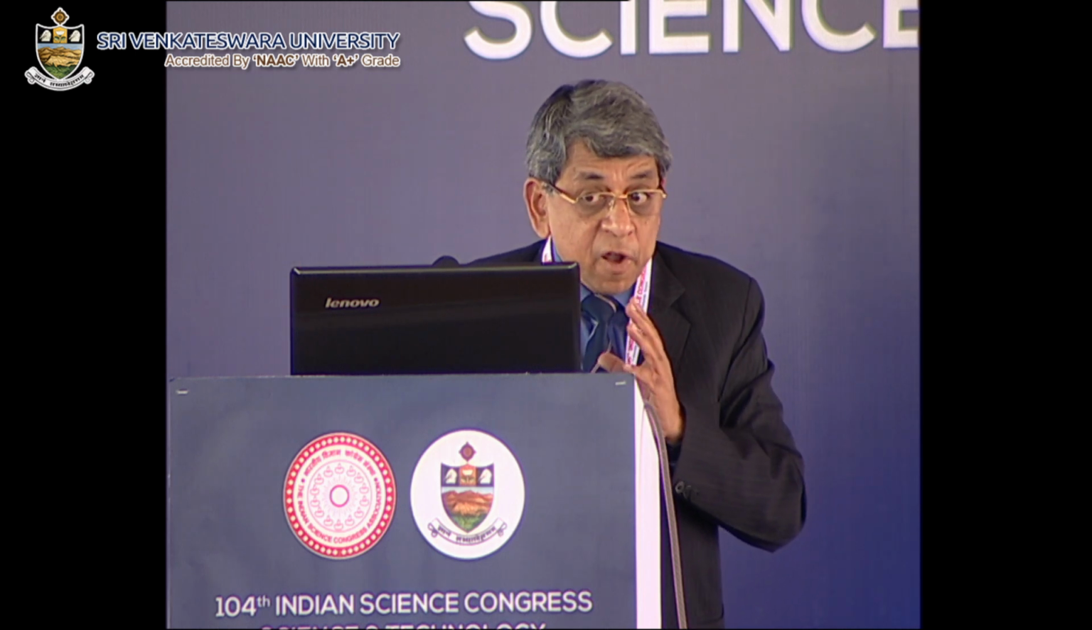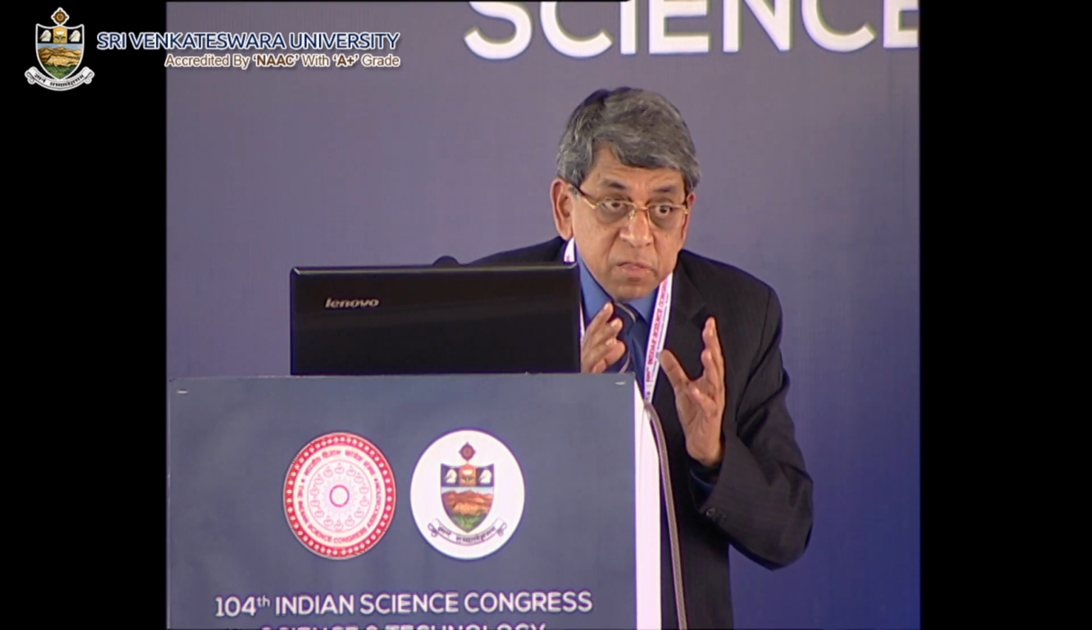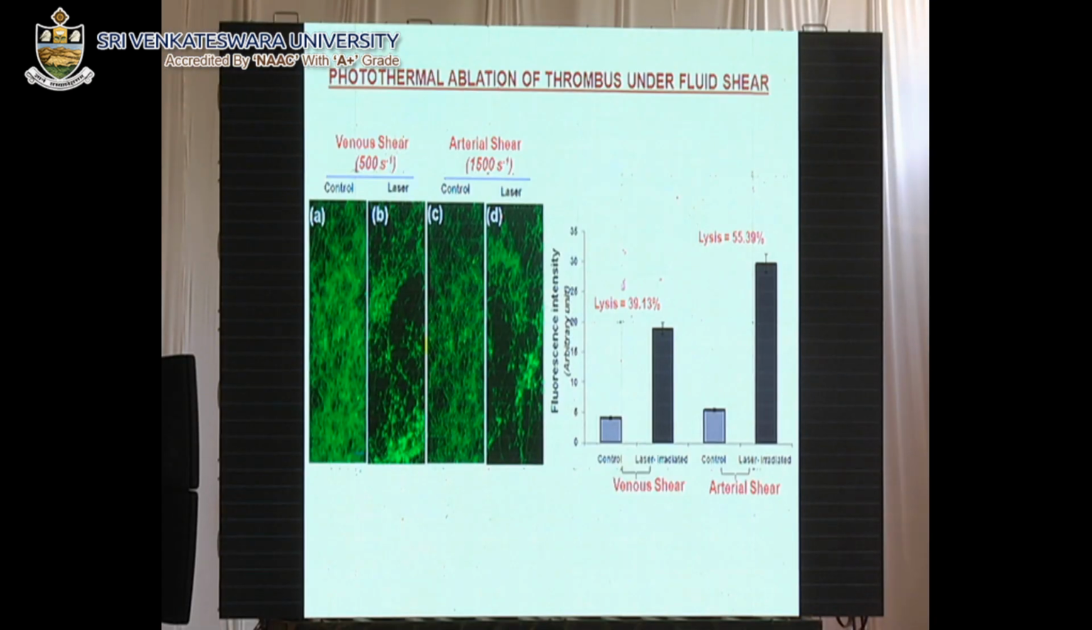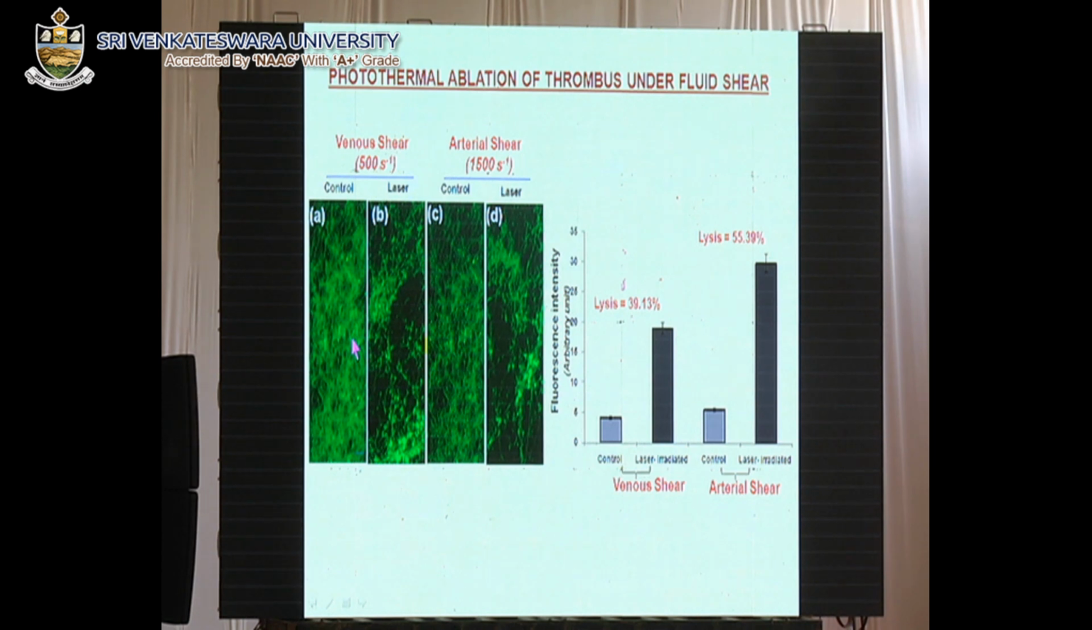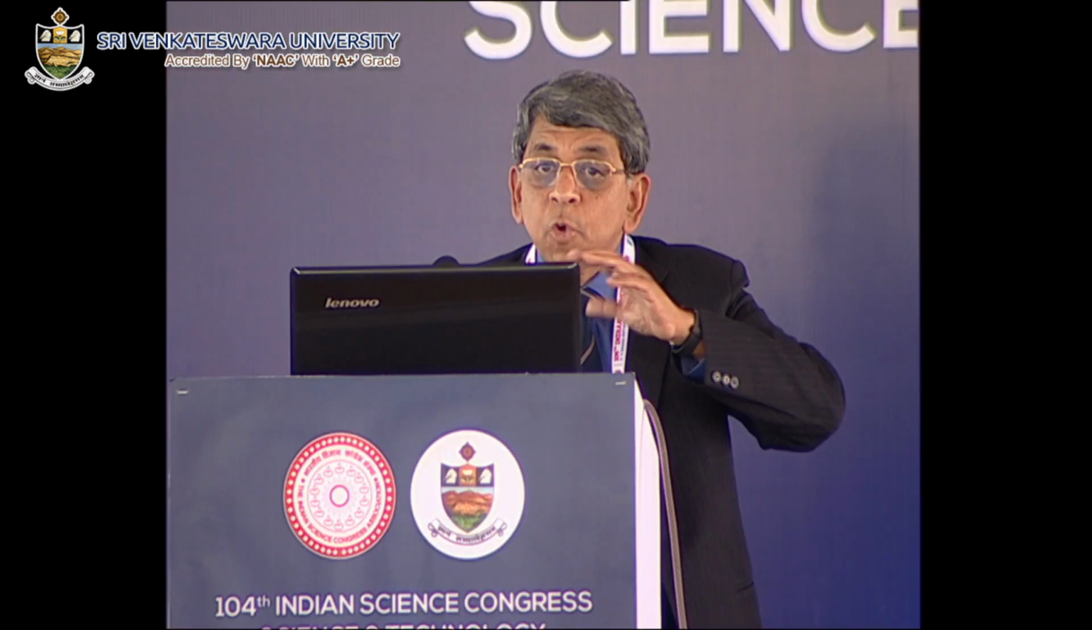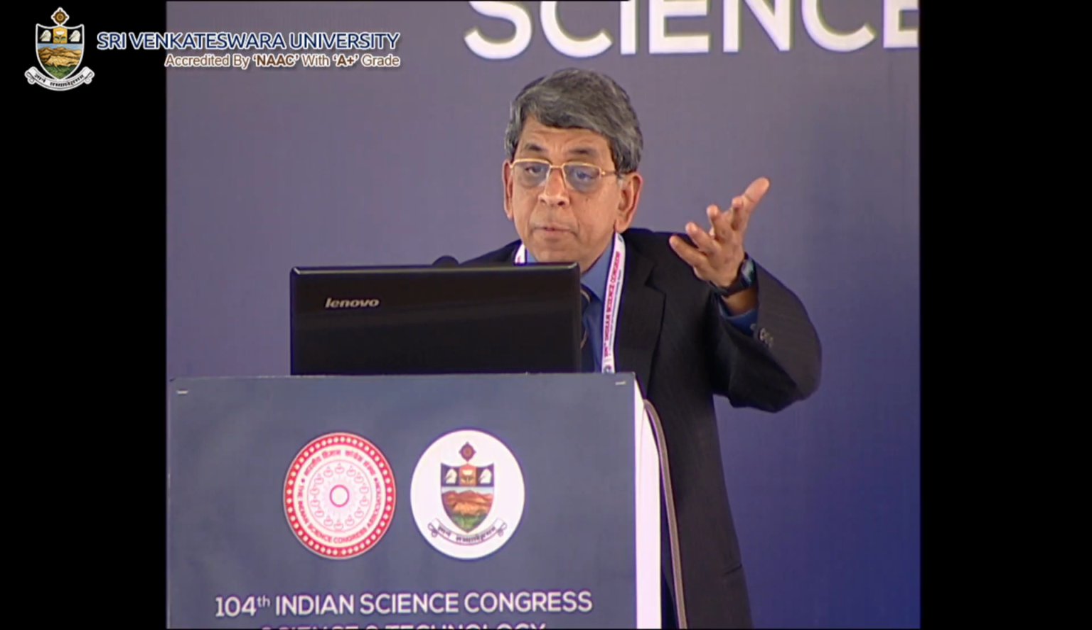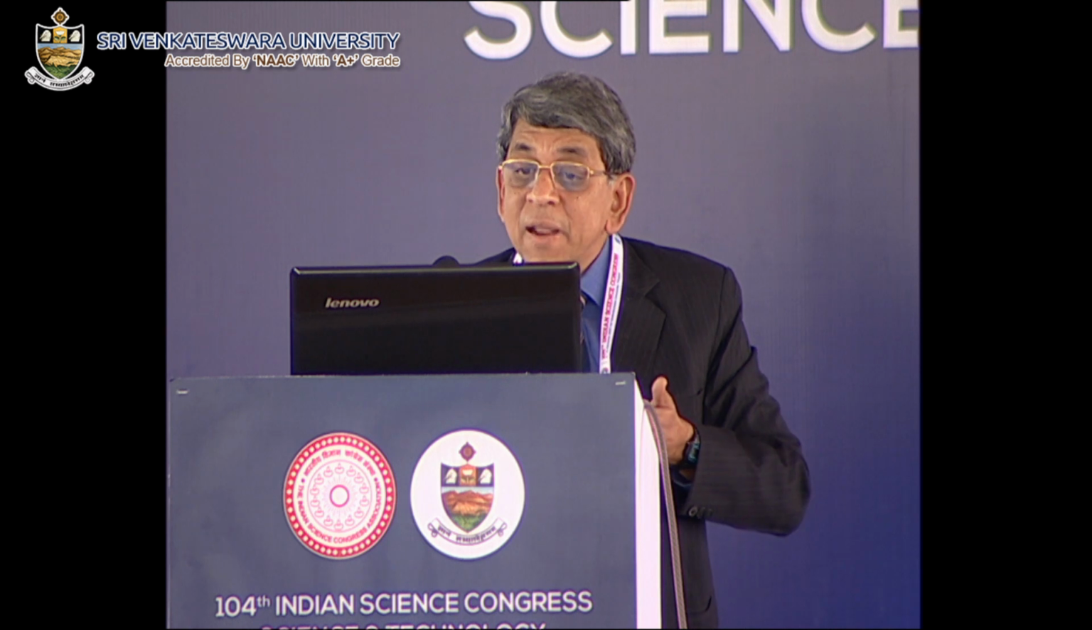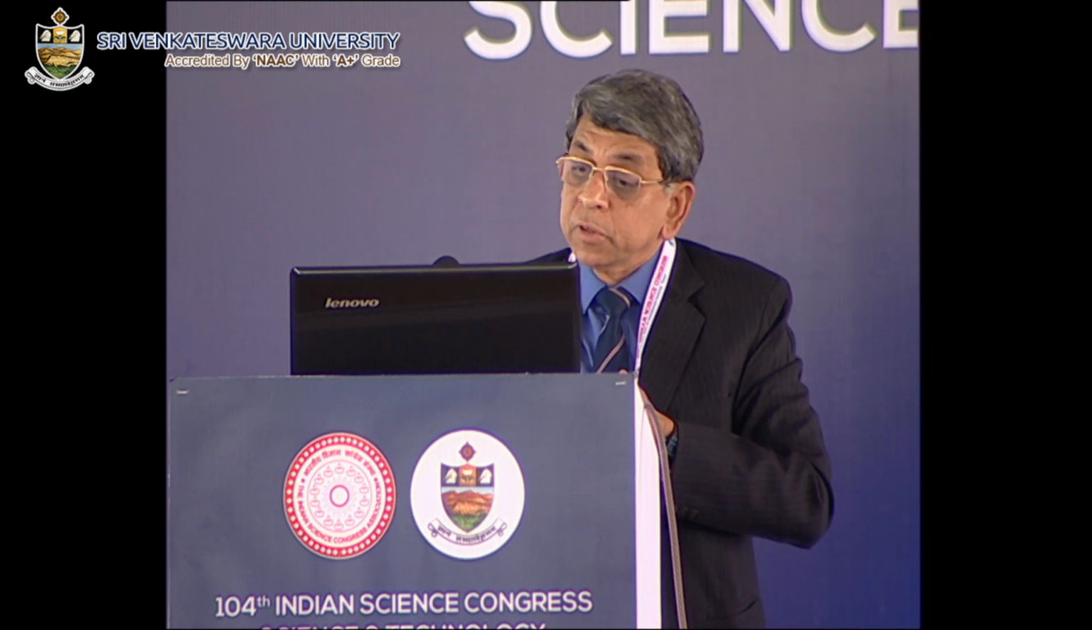So we tested the same thing in a venous shear, which is 500 inverse second, and arterial shear, 1500 inverse second. What we did was coat the cover slip with fluorescent fibrinogen, and we passed fluid over it. You see the visible image, then we took confocal microscopy images, and you see that there is a gap. Much of the fibrinogen has been removed after the heating. And in arterial shear also, there is still more removal after the heating.